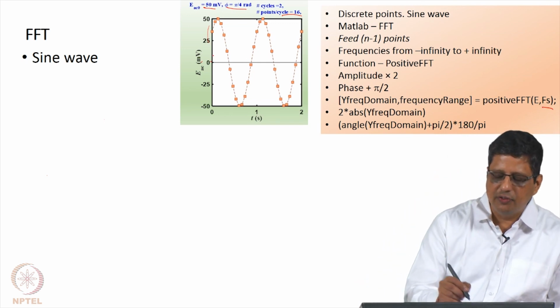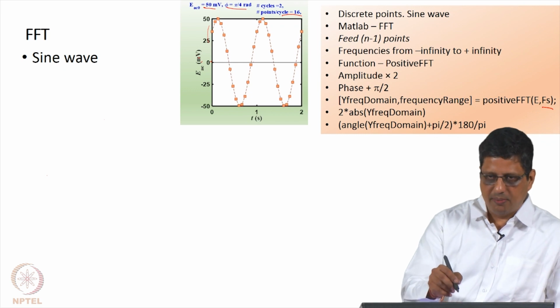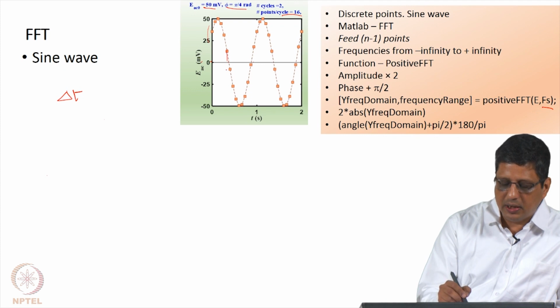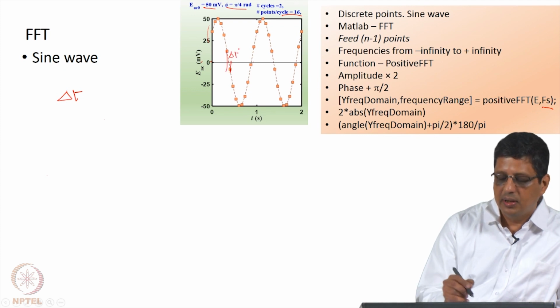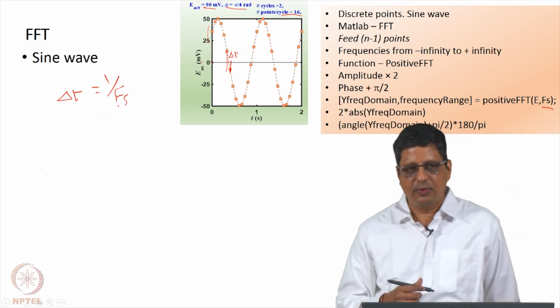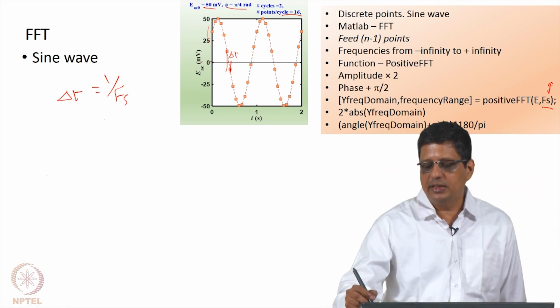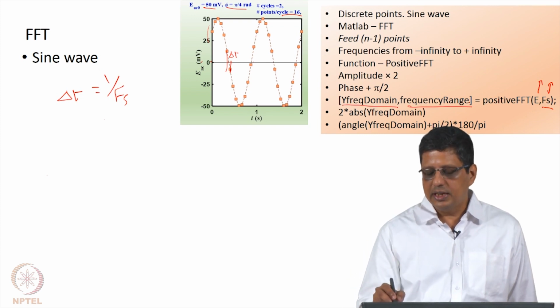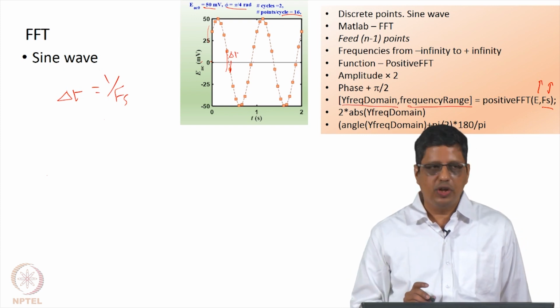So, if the time is going from 0 to some value, you have 10 number of points, you have so many intervals, del t interval from one point to another, what is the time interval? Take that and take the inverse of that, and that tells you what the sampling frequency is. So, you need to give the sampling frequency, you need to give the vector, and it will give you the frequency range and it will also give you the Fourier transform result.